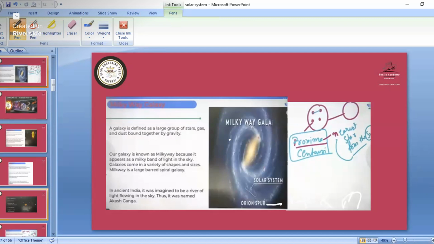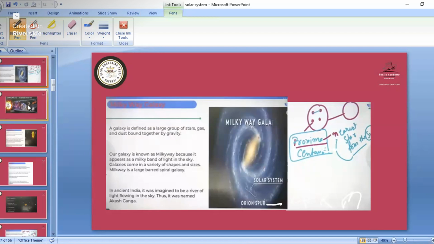So see, in this Milky Way galaxy we have a lot of stars. Among those stars we have our solar system, the Sun, and nearest to the Sun there is a star that is Proxima Centauri. So that is nearest to the Sun. If a question comes which star is nearest to Earth or nearest to the Sun, that is Proxima Centauri.